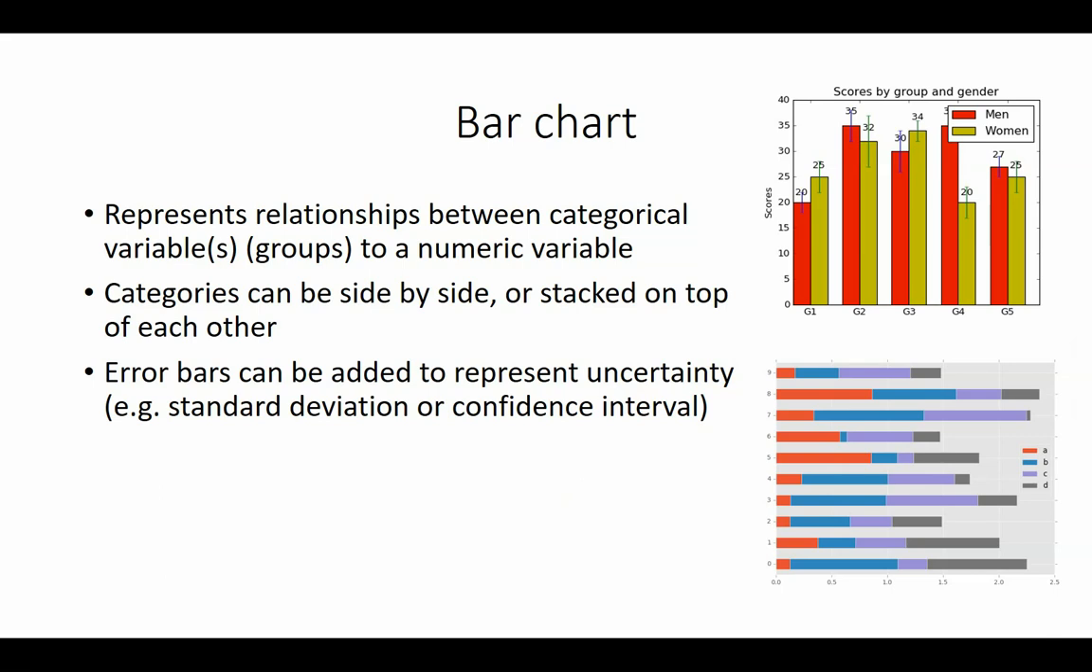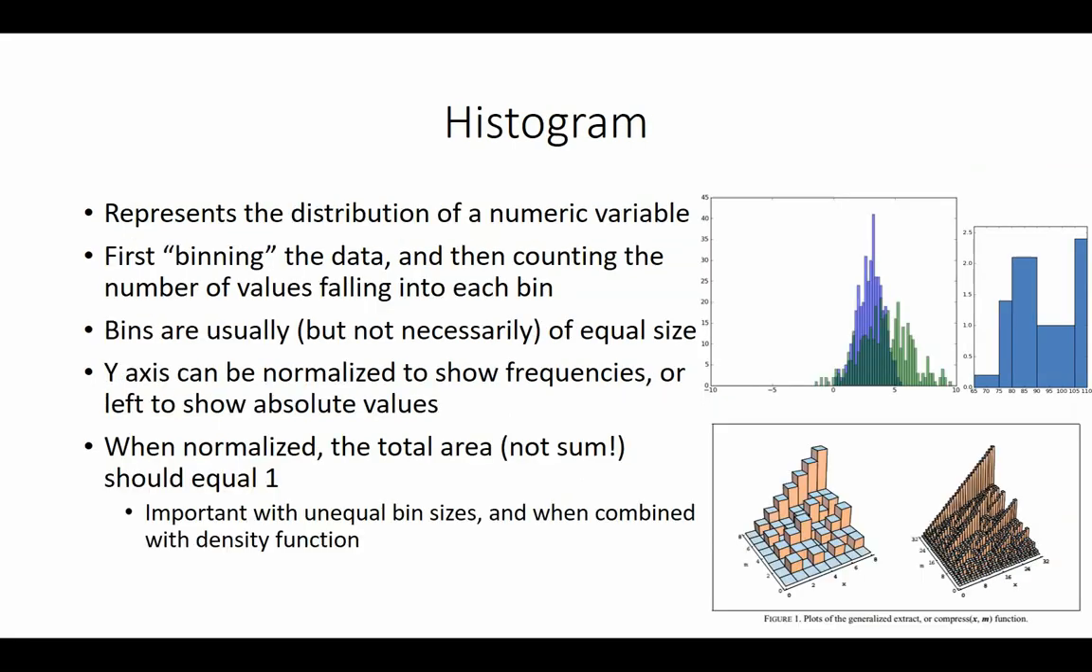And sometimes we want to also use some error bars, say, that can represent different types of uncertainty. So it can be some standard deviation or some confidence interval or something else that we want to see that we have some uncertainty about. And yeah, that's basically it.